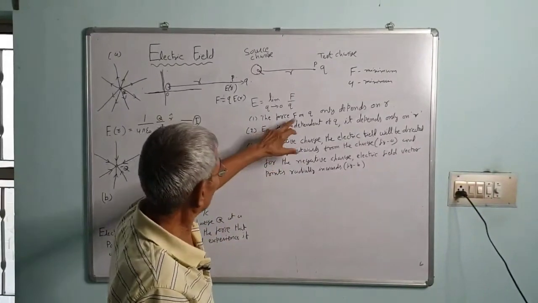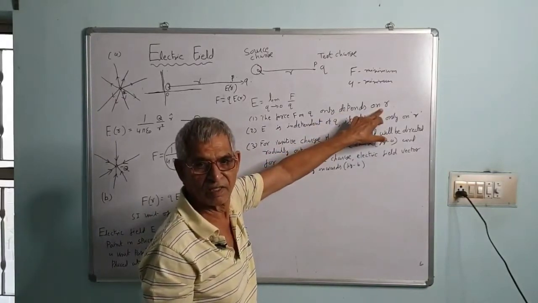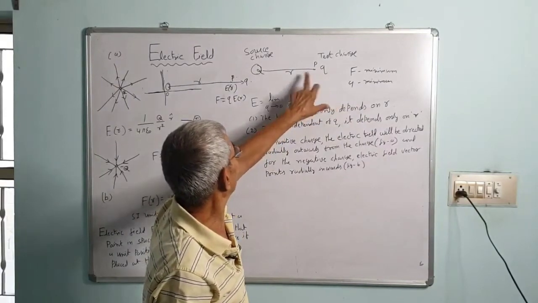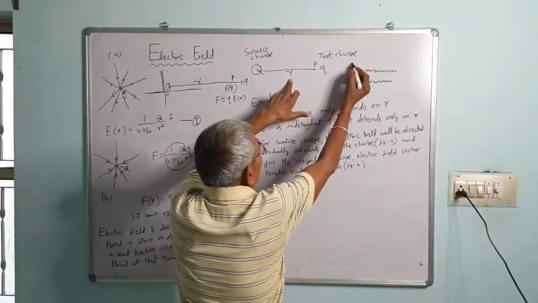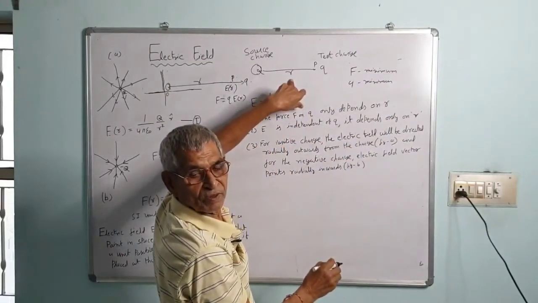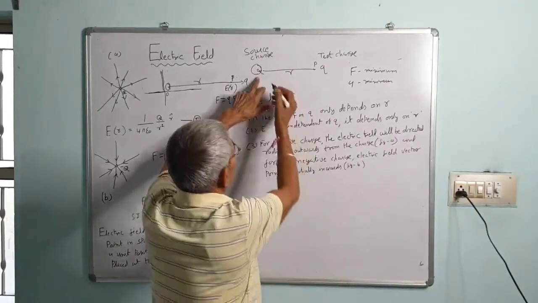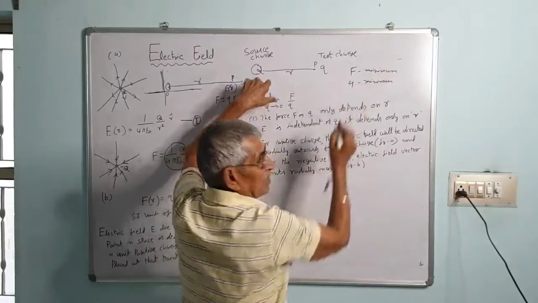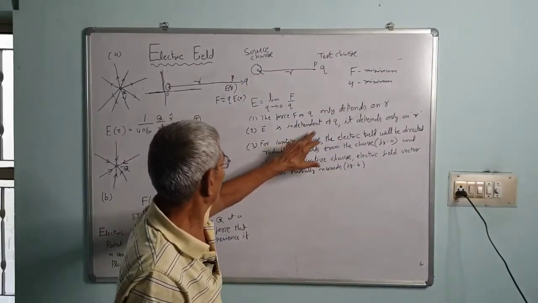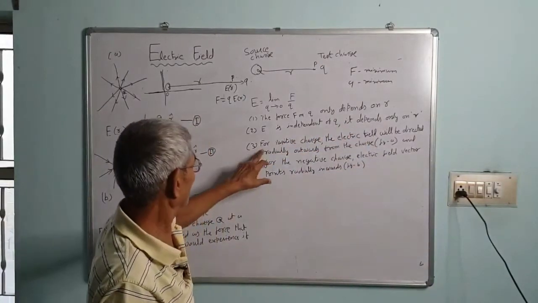Now, the force F on q depends only on r. If q is here, the force will be less. If q is at a further point, the force will be more or less, and so on. Similarly, E also will be less. So, E is independent of q, but it depends only on r, as force depends on r.